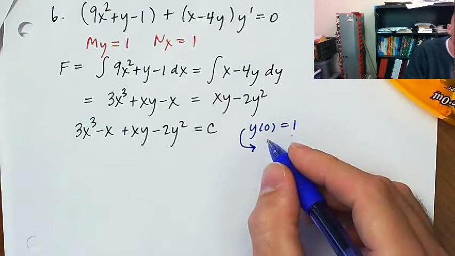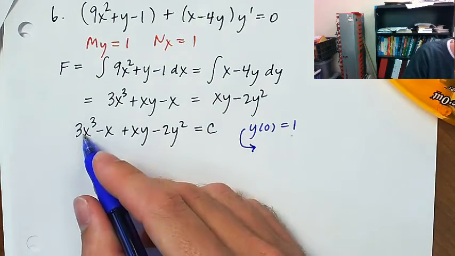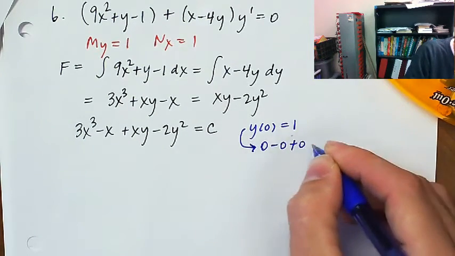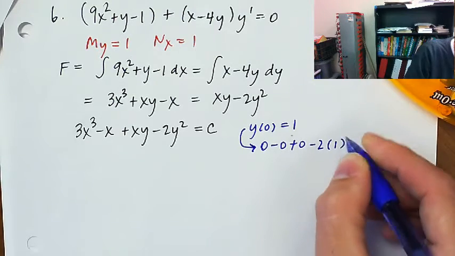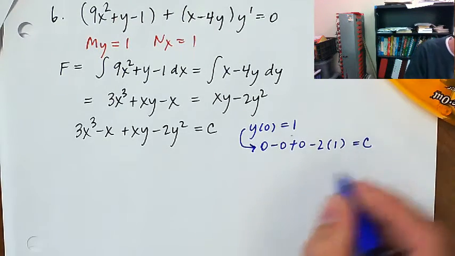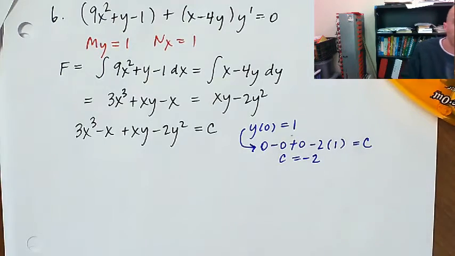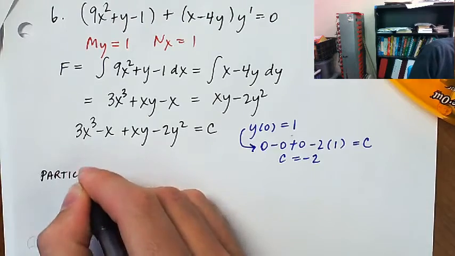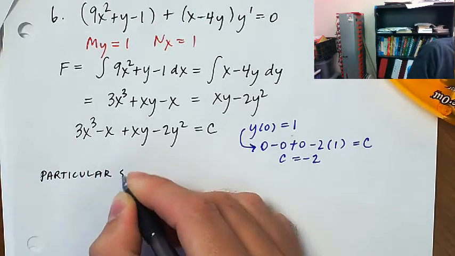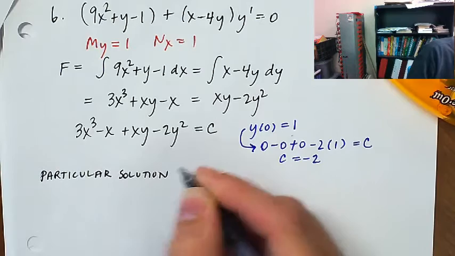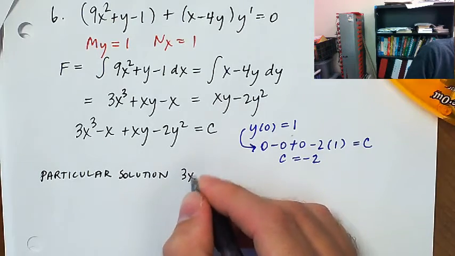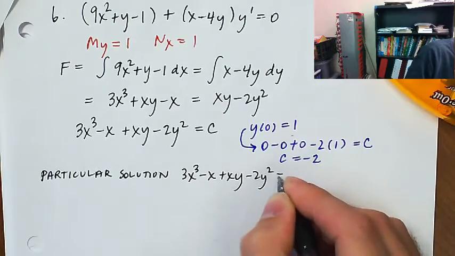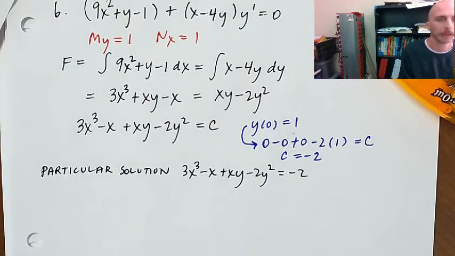Okay, so that will give me y equaling 1. Oh, wait, no. X is equal to 0, so that's 0 minus 0 plus 0 minus 2 times y squared, which is 1, is equal to c. So that means c equals negative 2. And my particular solution is going to be 3x cubed minus x plus xy minus 2y squared equals negative 2.